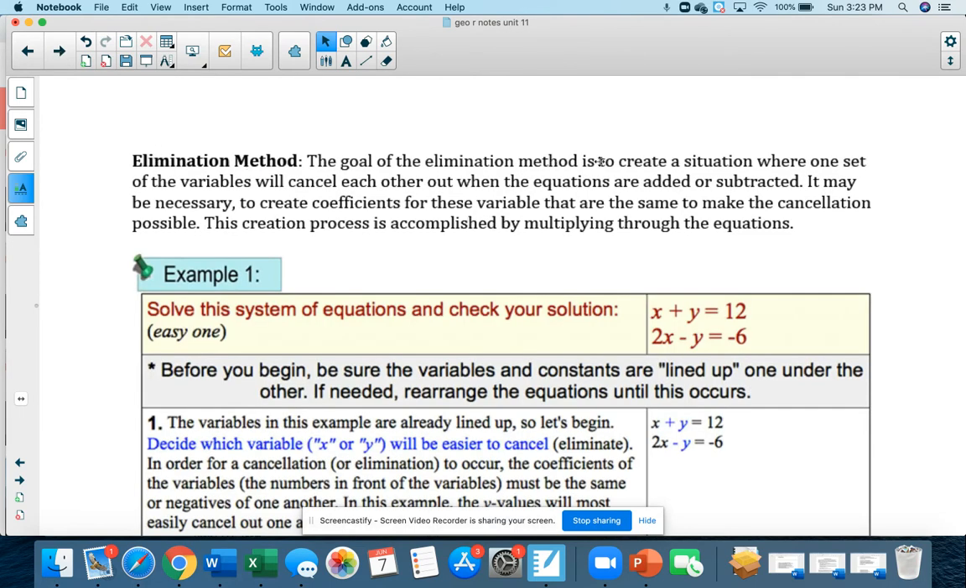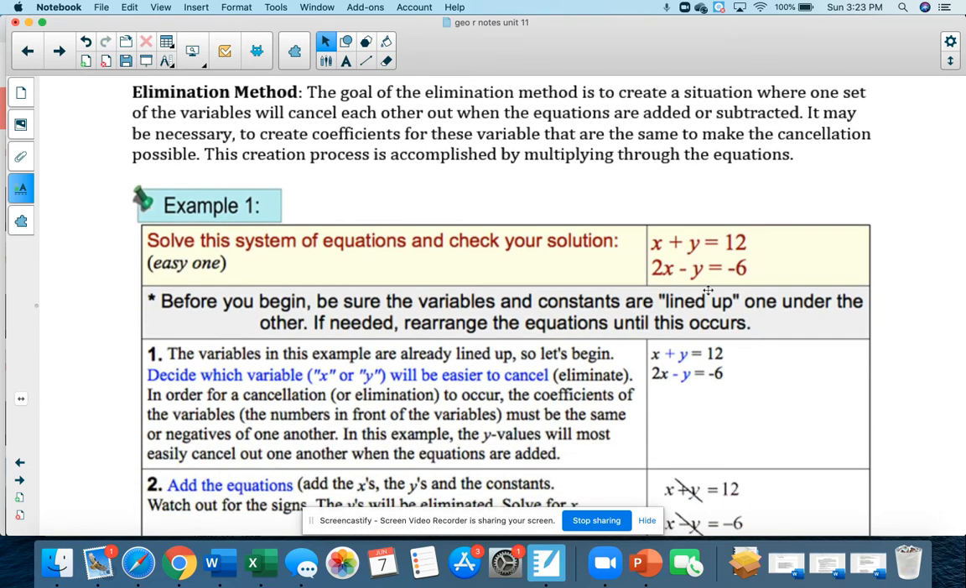So the goal of the elimination method is to create a situation where one set of the variables will cancel each other out when the equations are either added or subtracted. It may be necessary to create coefficients for these variables that are the same to make the cancellation possible. This creation process is accomplished by multiplying through the equations. So here I go, nice easy one to try. x plus y equals 12 and 2x minus y equals -6.